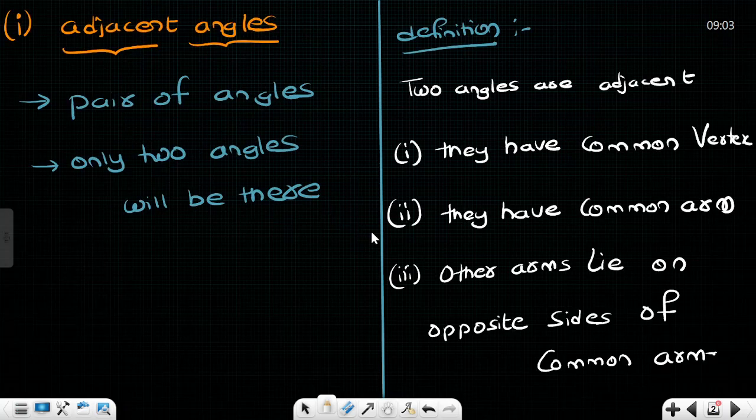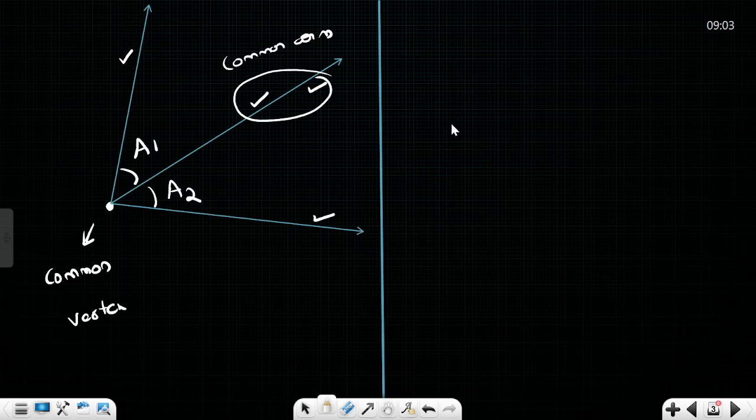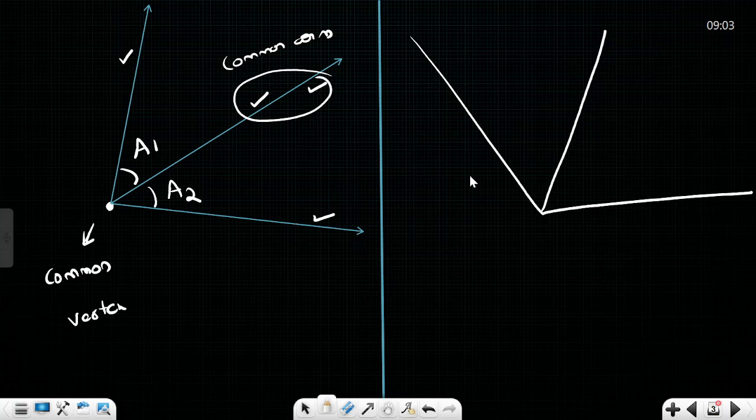Is that clear? This is the diagram. So you can easily find out which are adjacent. For example, I am drawing more diagrams. See, if a diagram is like this, these two angles are called adjacent. They satisfy every condition. They have a common vertex, they have a common arm, and other arms are on opposite sides. Perfect. So these two angles are called adjacent angles.